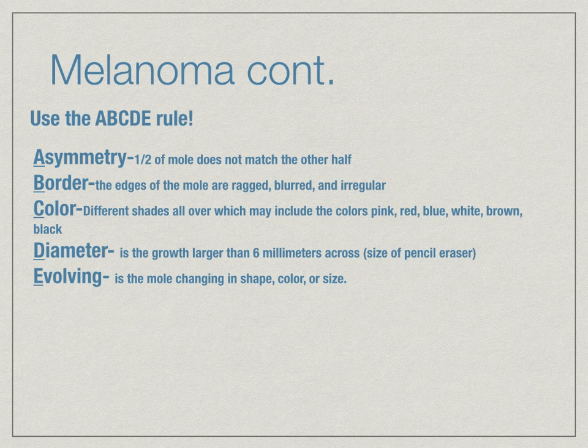C is for color: different shades all over, which may include pink, red, white, blue, and black. D is for diameter: is the growth larger than 6 millimeters across, which is the size of a pencil eraser? E is for evolving. Is the mole changing in shape? Is it changing in color? Is it changing in size? So there are many different kinds of treatments for skin cancers that are available.